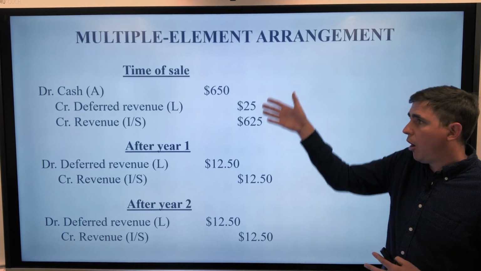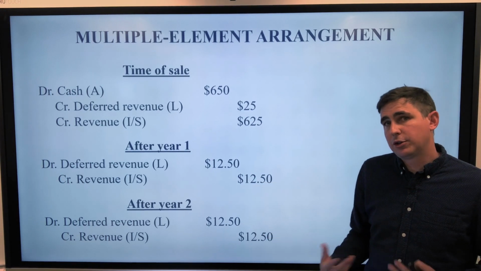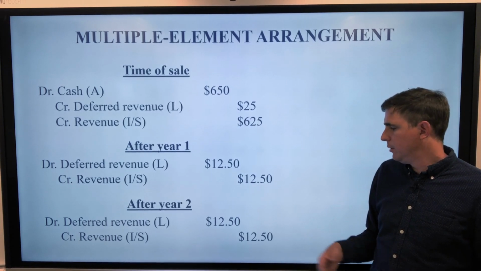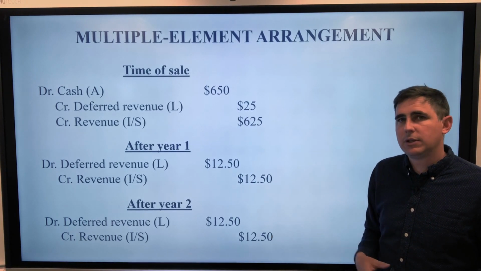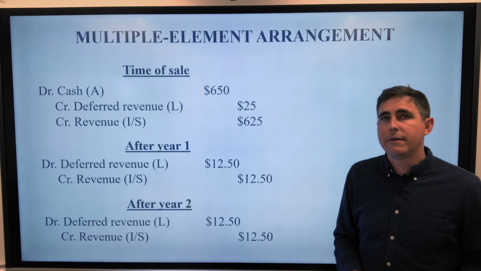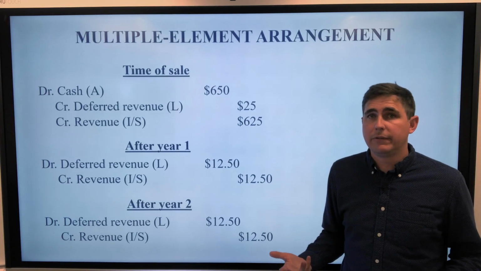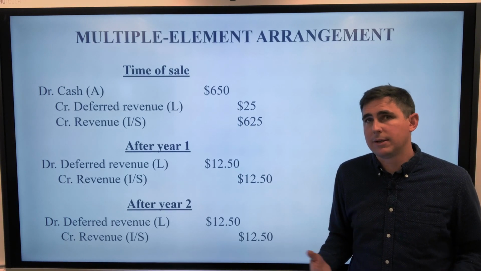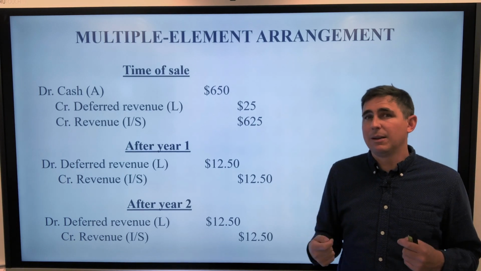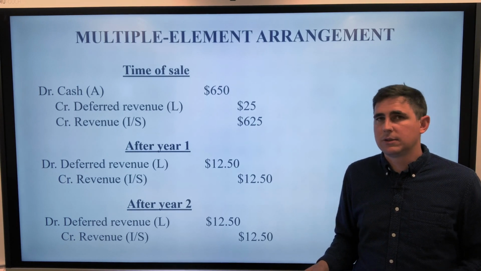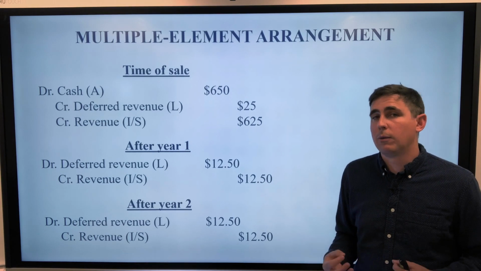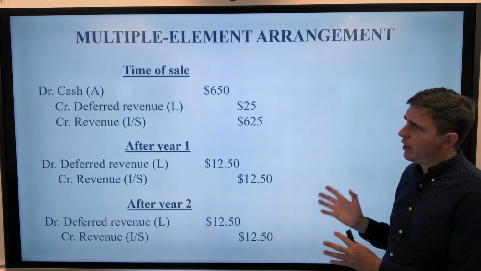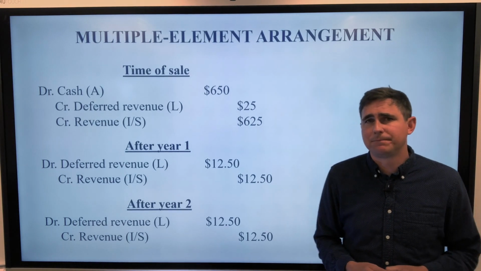So if you look at all of the journal entries put together, how much total has Apple charged to revenue? Well, $12.50 plus $12.50 is $25, plus $625. They've recognized a total of $650, which is the total selling price. It's just that the different elements had different performance obligations, so they couldn't recognize all the revenue at once. And so there's how Apple accounts for the iPhone.